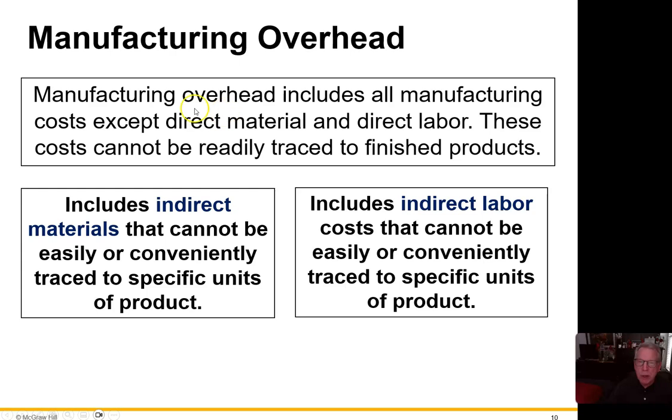Manufacturing overhead includes all manufacturing costs except direct material and direct labor. These costs cannot be readily traced to finished products. So we have indirect materials that cannot be easily or conveniently traced to specific units. We also have indirect labor that cannot be easily or conveniently traced to specific units of product. And then we would have other manufacturing overhead as well, such as rent and electricity, utilities, that kind of thing.